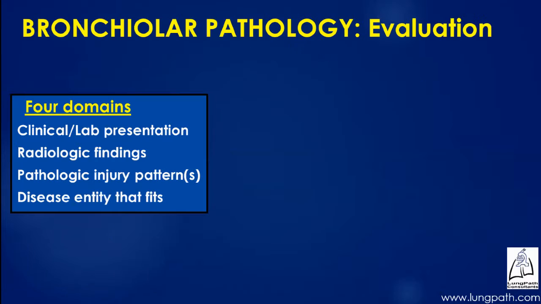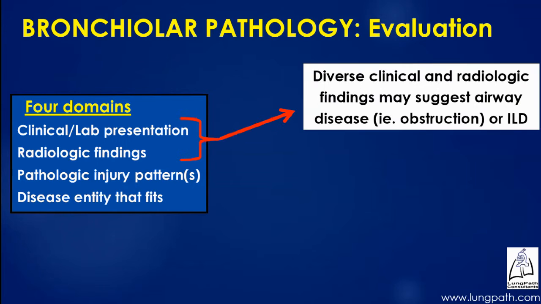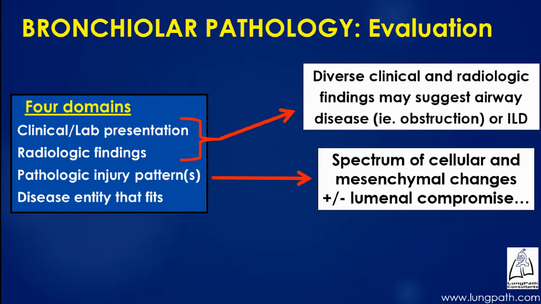So in bronchiolar pathology, when we go back to our 4 domains, this gets a little bit difficult, because the clinical and radiologic findings can be so diverse. There may or may not be obstruction pointing toward an airway process or interstitial lung disease or a mixture of the two. Similarly, the pathologic injury patterns can vary from a pure cellular process to a pure mesenchymal process, with lots of overlap and with or without luminal compromise.